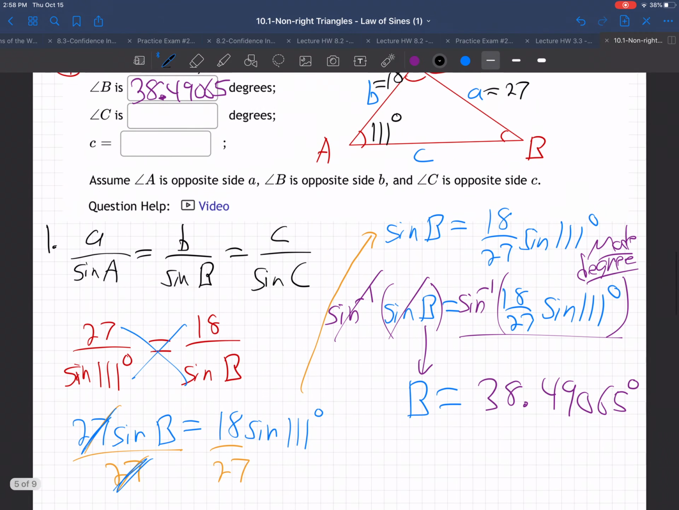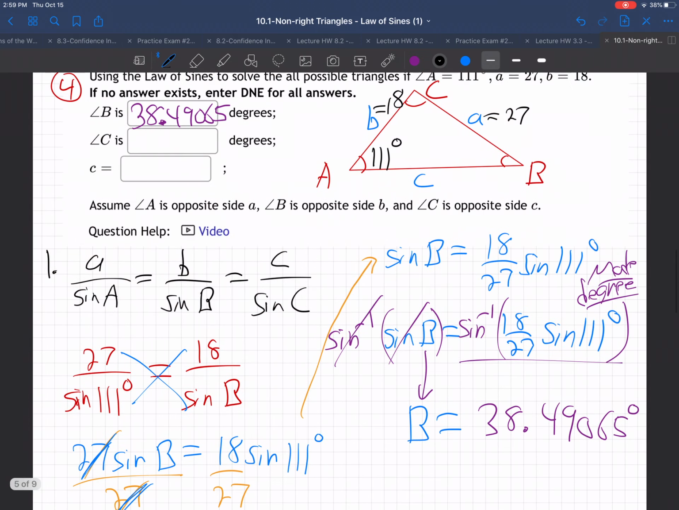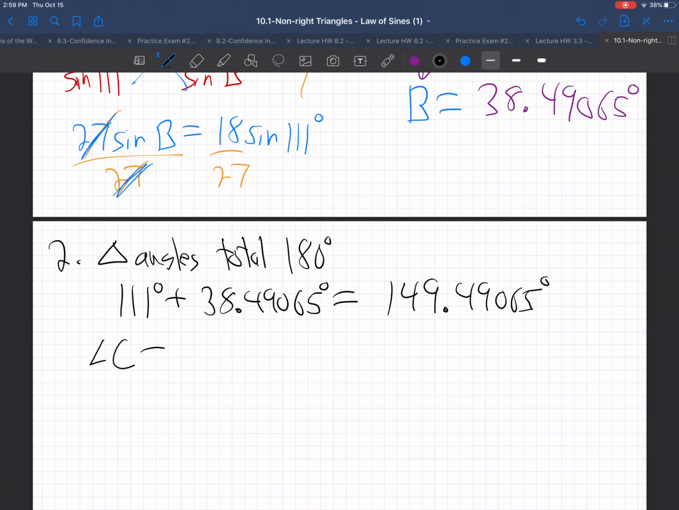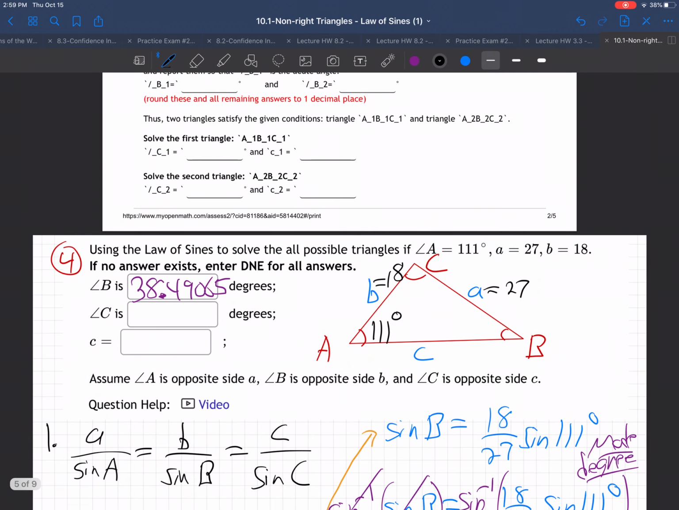So therefore I have the 111, the A. So we have 111 degrees plus the 38.49065. Add those up. That's 149.49065 degrees. Then the missing angle, which one are we missing? C. So angle C will equal 180 minus the 149.49065, which is going to be what? 30.5093 degrees. So there's angle C by subtracting from 180. 30.50935. Okay, we got both the angles.